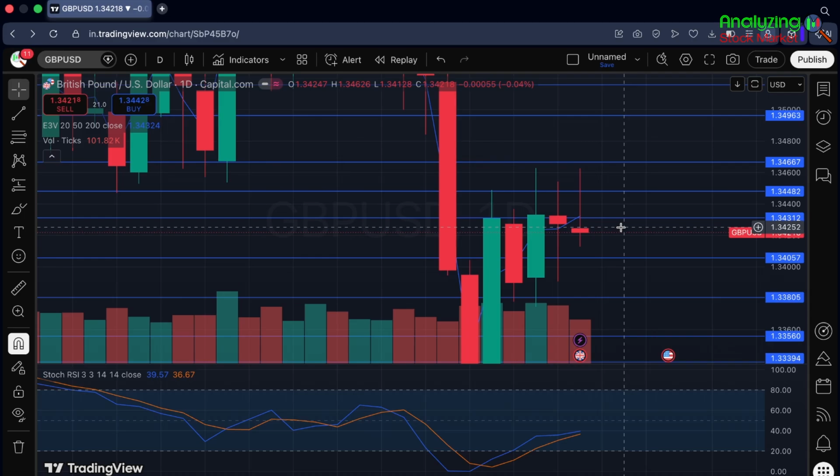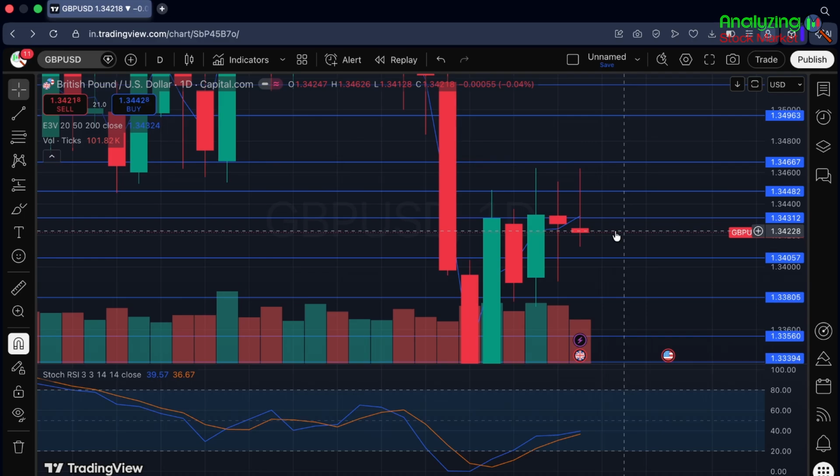So now let's talk about my opinion on GBP USD for this week. According to the previous week's momentum, I'm expecting a slight positive momentum in this range, that is 1.34312 to 1.34482. I'm expecting positive momentum in this range. Once we see good volume and a price breakout above these supports and resistances as well, then you can expect a good upside move.